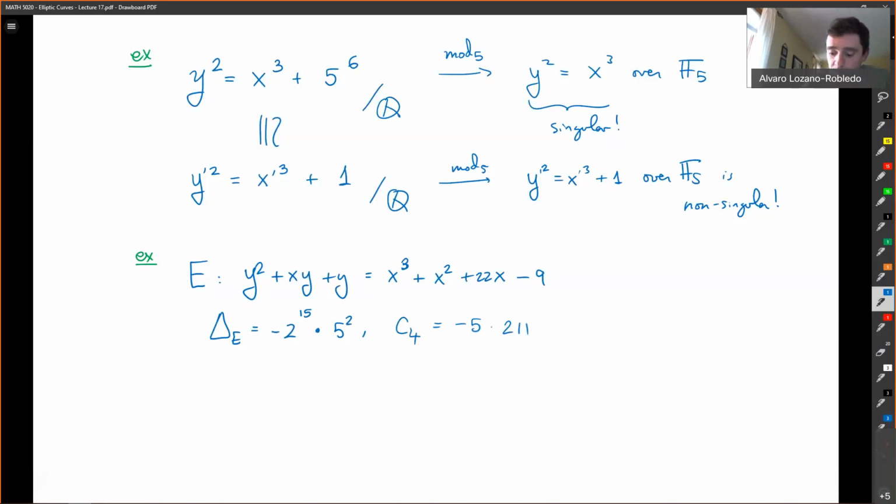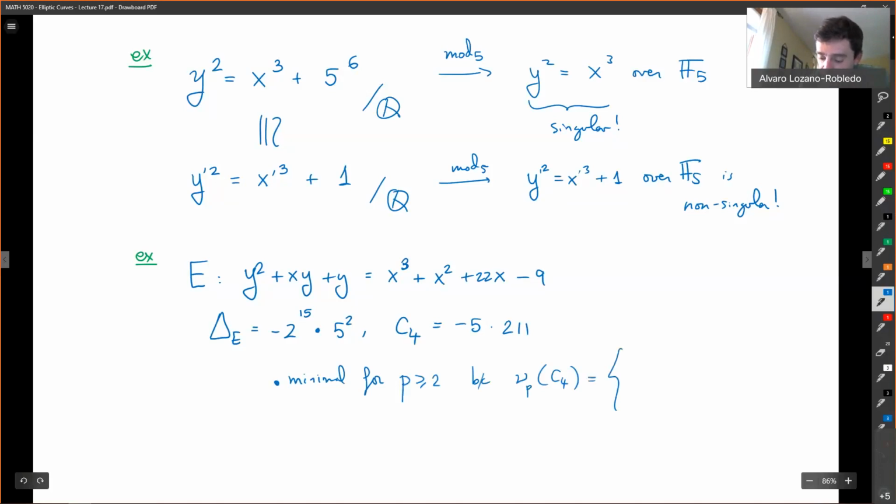So notice that it's minimal for p bigger than 3 because the valuation, actually, it is minimal for all primes simply because the valuation at p of C4 is 0 if p is not 5 or 211, and 1 if p is 5 or 211. It is less than 4 in all cases.